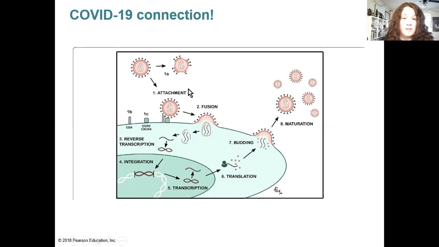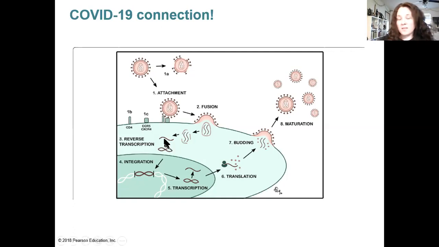So in step 1, it attaches to the cell. See, it's got its own surface receptors, and then there's the cell surface receptors. And then its membrane fuses with the membrane of the host cell, and it releases its genetic information. The genetic information in this case is RNA. COVID-19 doesn't have any DNA inside of it. So in order to get DNA, it has to do what's called reverse transcription. Remember, transcription is when the cell reads DNA and gets an RNA copy. But in reverse transcription, the cell is reading RNA and then it gets a DNA copy.